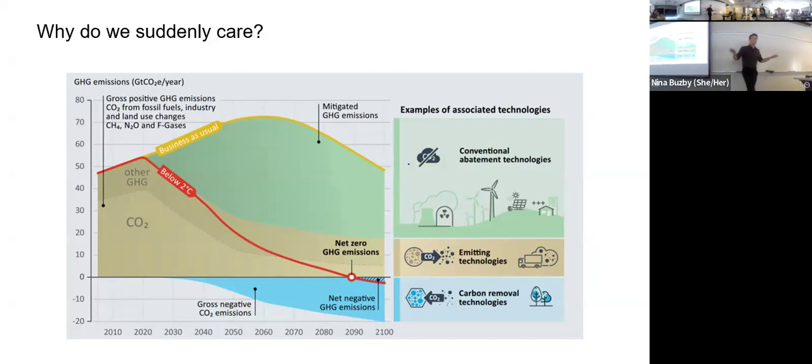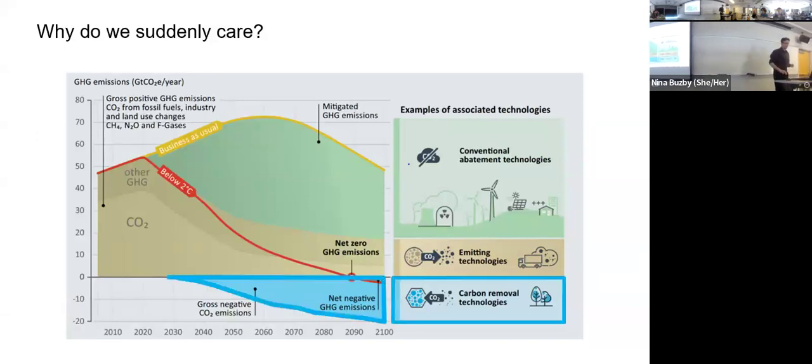I think it should have an airplane because airplanes are going to be one of the last things to be decarbonized. So we're either going to have to find an alternative to them, or we're just going to keep emitting. If we keep emitting, then we need to find a way to have negative emissions. And that's this blue section, that's MCDR.